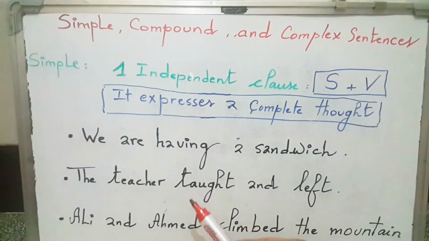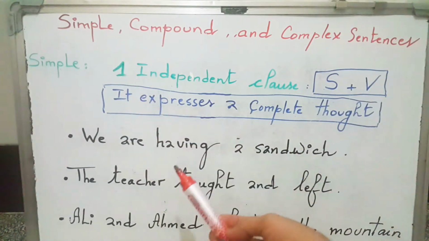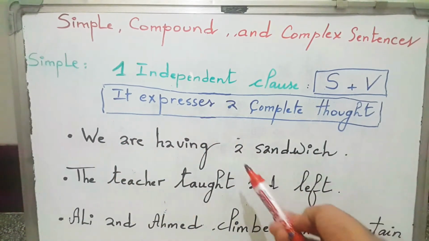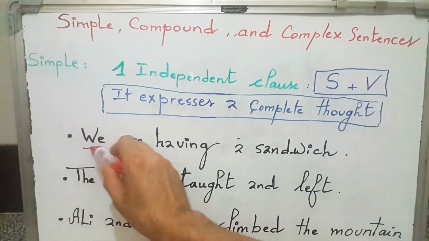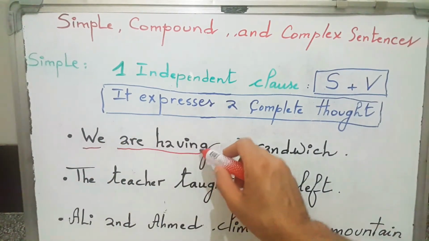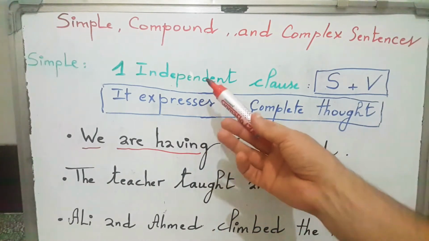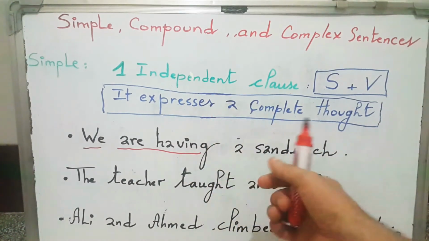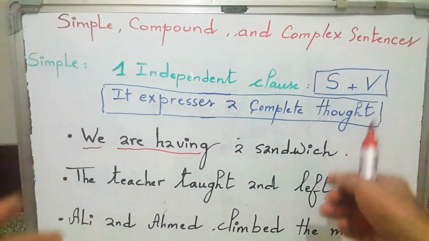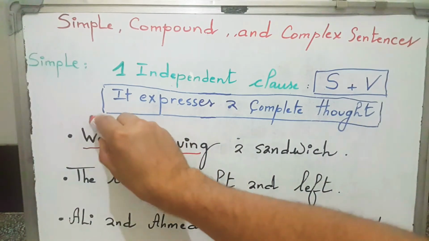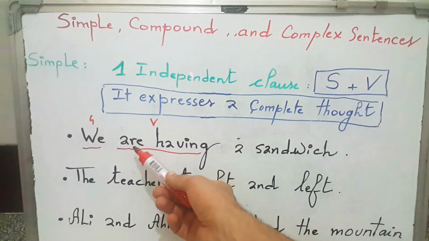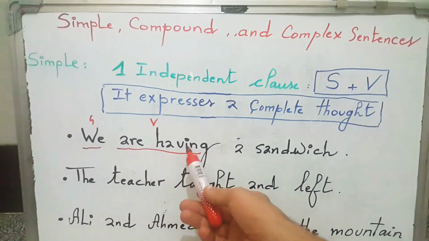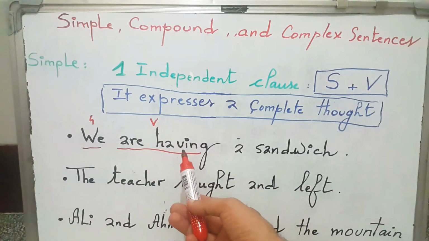Let's look at these three examples of simple sentences. We are having a sandwich. So we is the subject and this is the verb. So this is an independent clause because it's one idea, it's one thought. So that's the subject and that's the verb. So this is an auxiliary or helping verb, and this is a main verb.